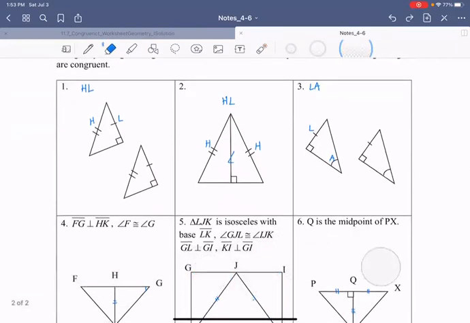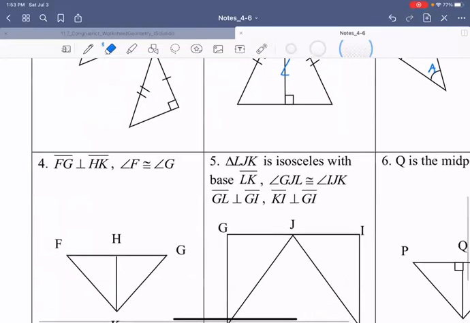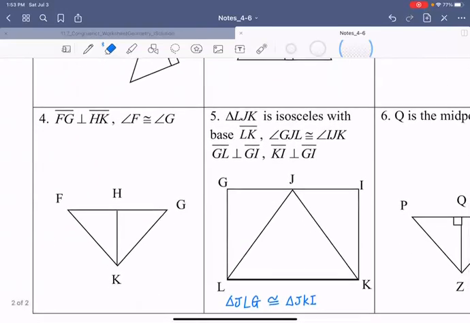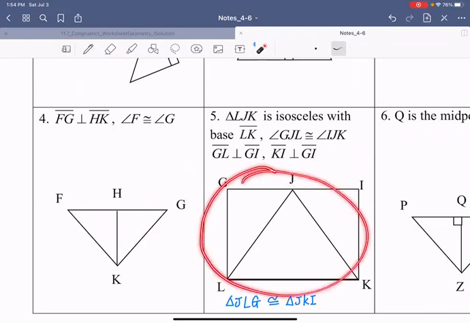Now Debbie. Number 4. LA. This is leg because this is the 90 degree. You have an angle equal, so this is LA. Okay, very good. How about this one?